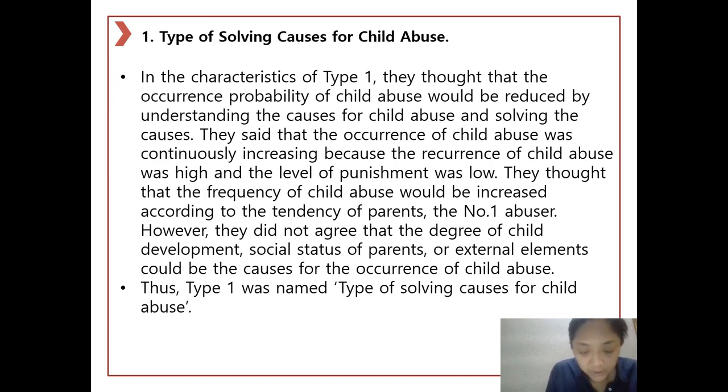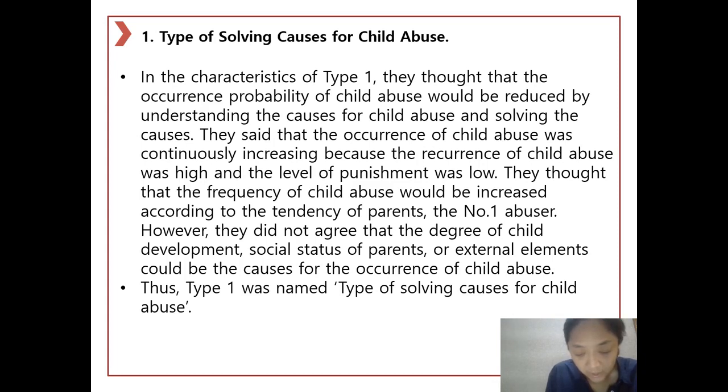In the characteristics of Type 1, they thought that the current occurrence probability of child abuse would be reduced by understanding the cause of child abuse and solving the cause. They said that the occurrence of child abuse was continuously increasing because the recurrence of child abuse was high and the level of punishment was low.